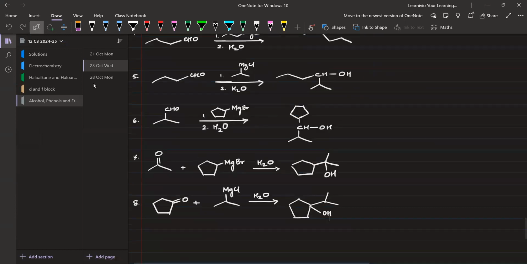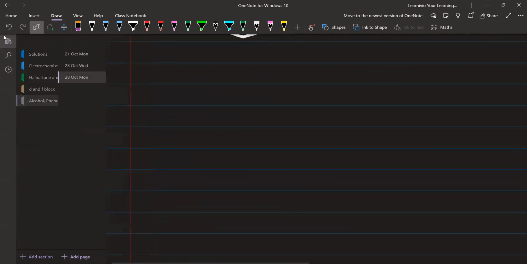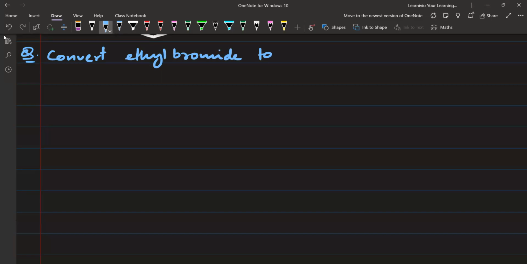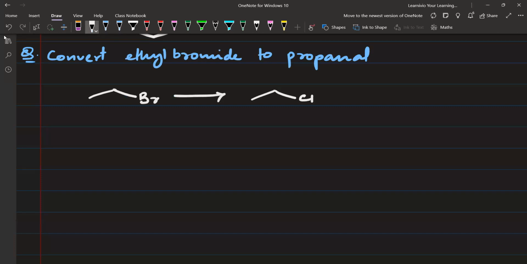हाँ सर। आपके ना, ठीक है चलिए, फाइन। So we can do a few conversions also, for example, let's suppose you are given a question like this: convert ethyl bromide to propanol, ठीक है, ethyl bromide to propanal. So in this case, we have to go from two carbon atoms with a Br and make it to three carbon atoms CHO, right?